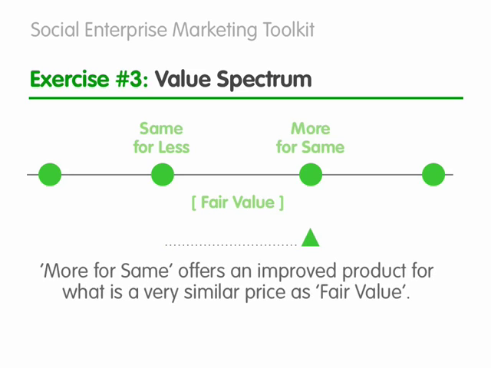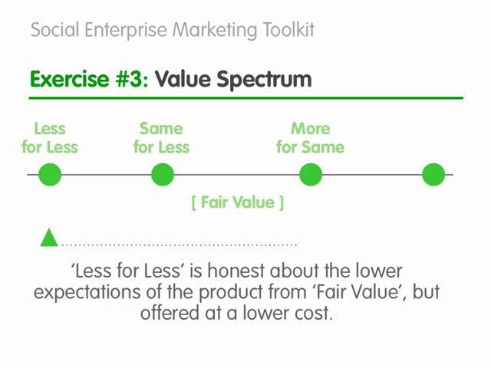On the other side of fair value is More for Same, where we might see an improved product for what is a very similar price as fair value. This category strives to demonstrate technical innovations, ingenuity, or a heightened sense of style that allows them to offer a better product at the same price. Banana Republic might offer jeans that don't crease after washing, or that are available in more current colors or more fashionable cuts.